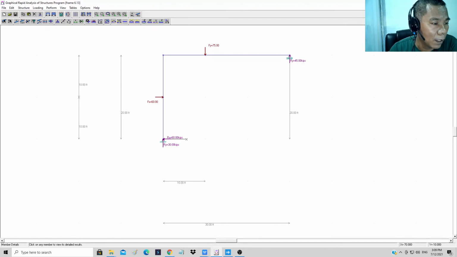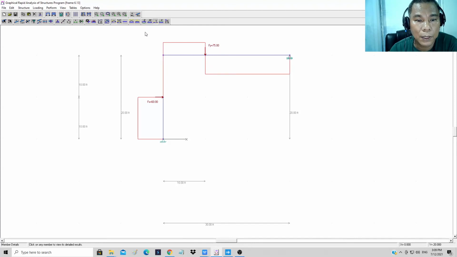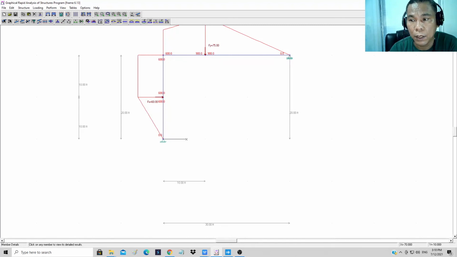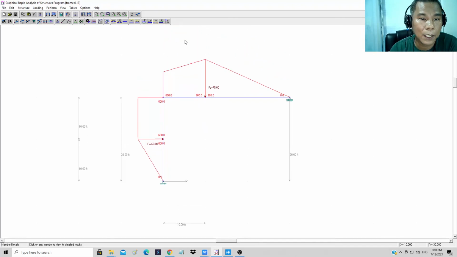reactions. We have 60 horizontal, 30 up at the left support and at the right support, which is equal to 45. Then you can just show the shear diagram. Yeah, this is the same shear diagram that we have. This is for the first segment and the second segment, and for the moment you can look the moment diagram and its corresponding values. We have 0, 600, 600, 900, and 0. Okay, we have the same result.